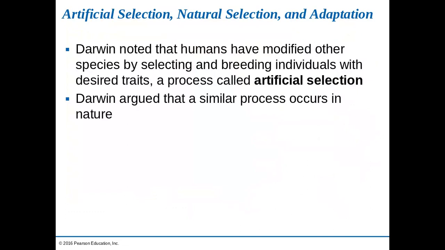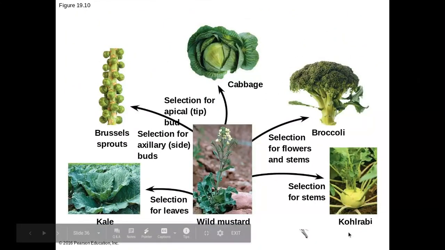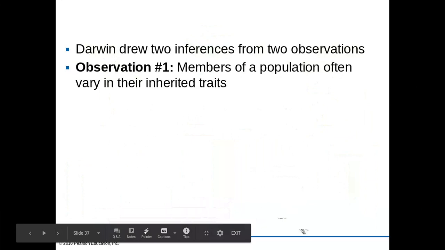Darwin also noted that humans can modify species by selecting and breeding individuals with traits that they desire, which is called artificial selection. So this would be, for example, like breeding dogs, choosing dogs with traits that you want, and then those are the offspring that get chosen to survive and reproduce. And so he compares that to natural selection, but in natural selection, nature is doing the selecting.